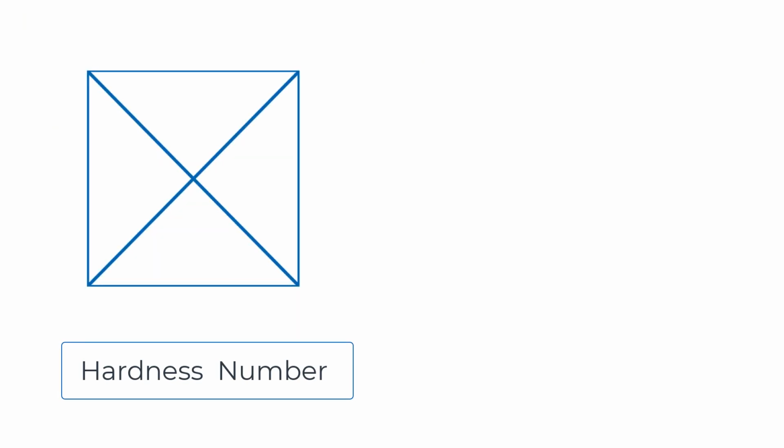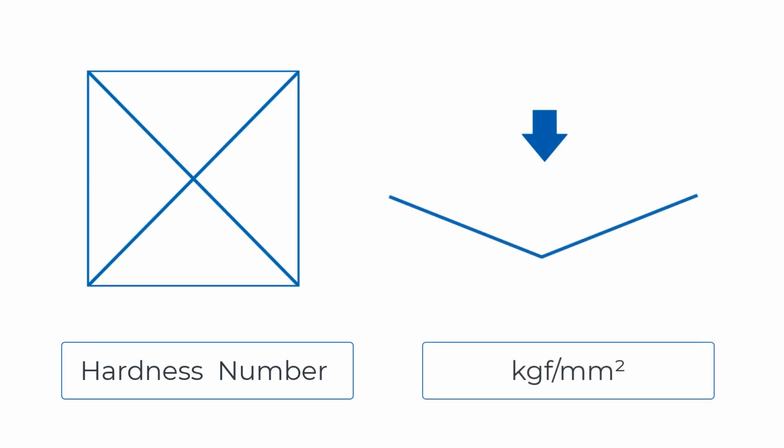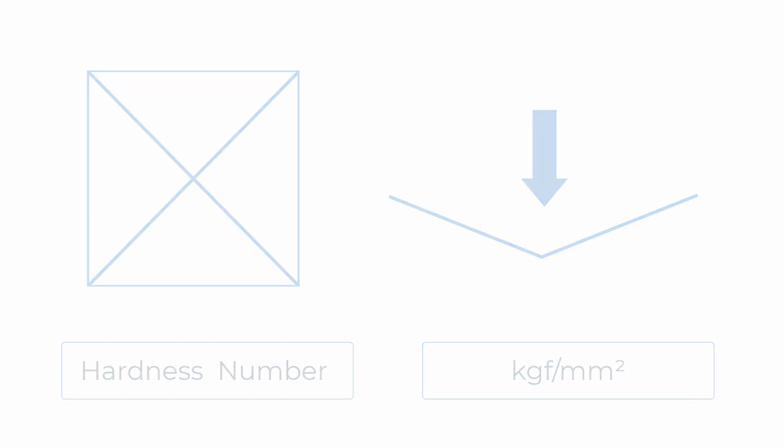The hardness number is calculated based on the surface area of the indent divided by the applied force, with a hardness value in kilogram force per square millimeter.